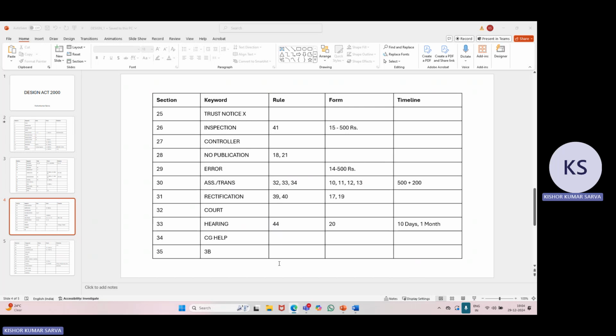Now, section number 30 is about assignment and transmission. For that, you can use forms 10, 11, 12, 13. I will tell you what those forms are. If you want proprietors to be proprietorship, then you have to file form 11. If you want to add license or mortgage, form number 12. If you want to attach any additional documents with it, then form number 13 will come in this.